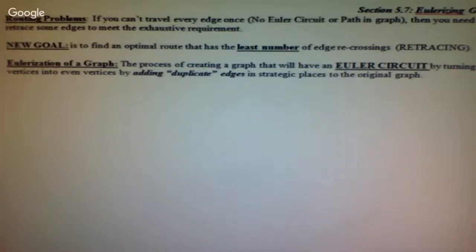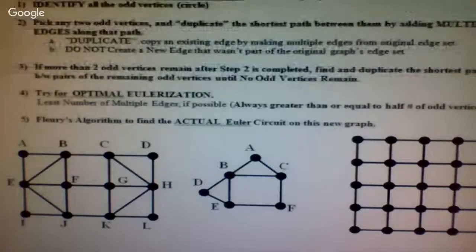Eulerizing graphs. What you're basically going to do is take a graph that does not have a circuit and add extra pieces to make it a circuit. So all of your steps are here. Your first step, identify all your odd vertices. We're going to do this as we talk about the steps.